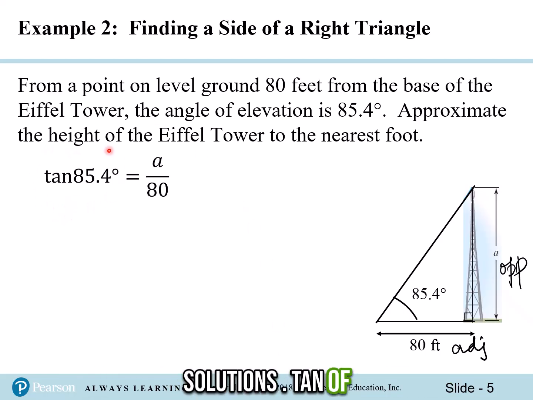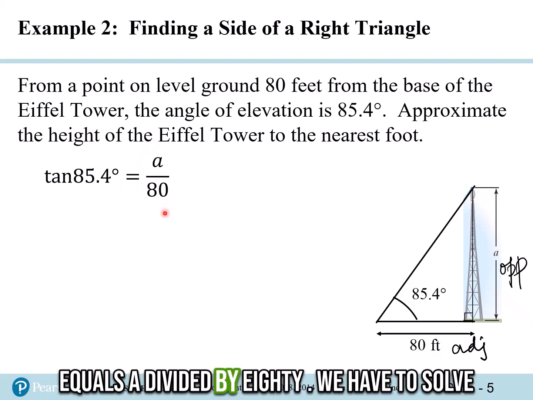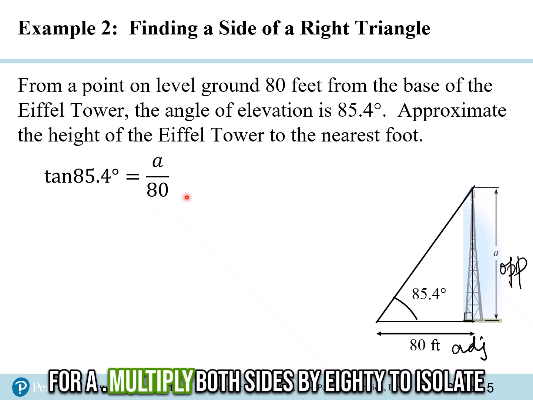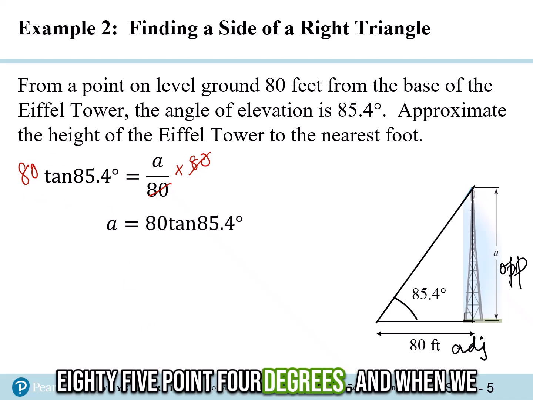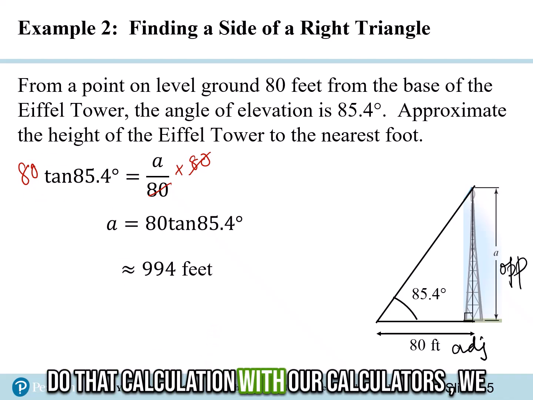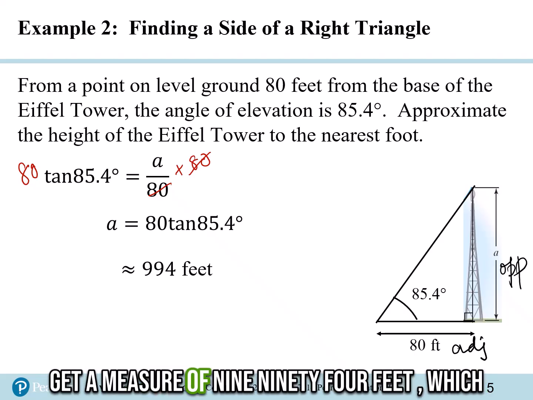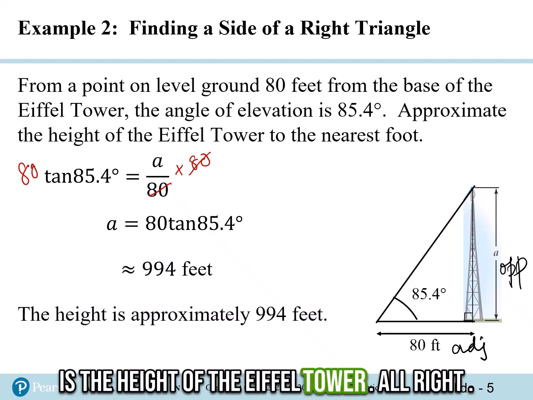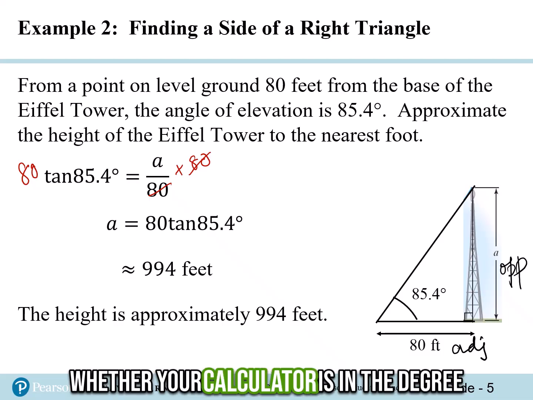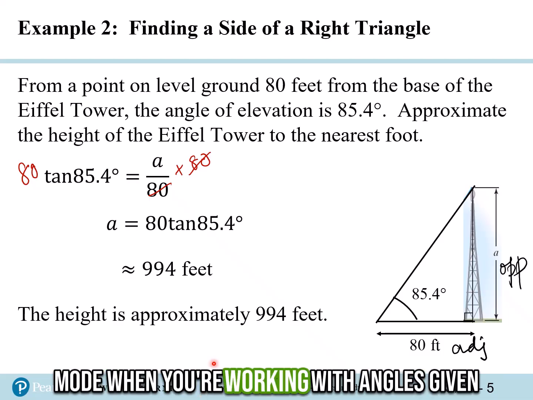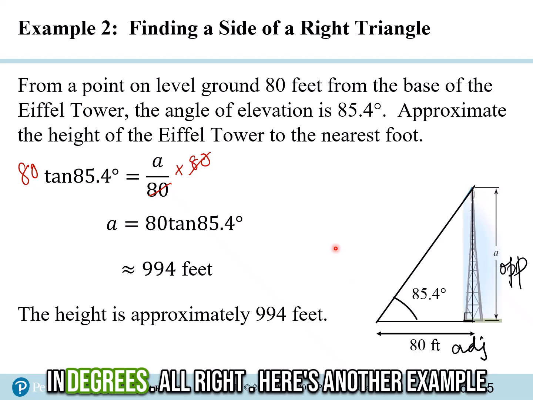Tan of 85.4 degrees equals A divided by 80. We have to solve for A. Multiply both sides by 80 to isolate A, and we get A equals 80 times tan of 85.4 degrees. When we do that calculation with our calculators, we get a measure of 994 feet, which is the height of the Eiffel Tower. All right. Now again, reminder, do not forget to check whether your calculator is in degree mode when you're working with angles given in degrees.